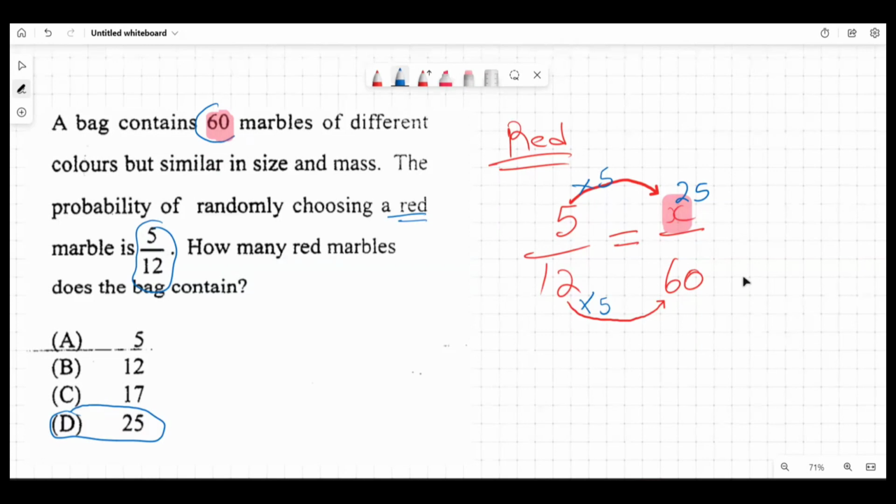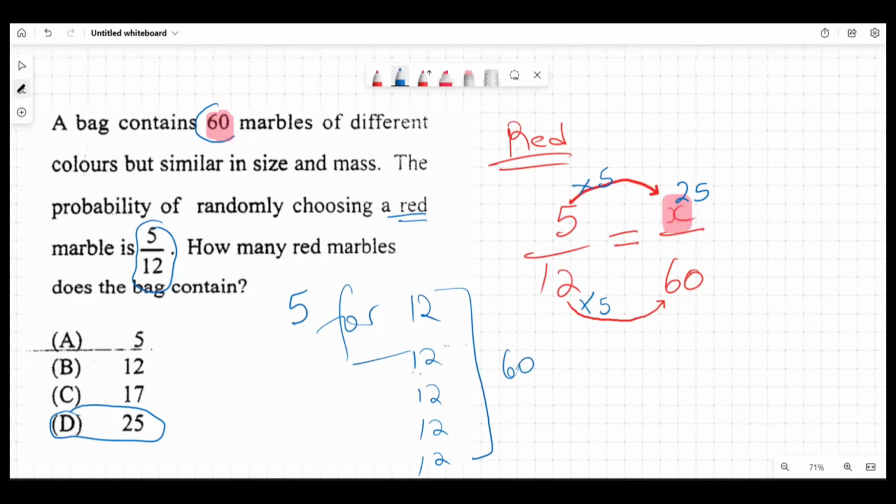Or, if you don't know that, you could do this. You could say, all right, I have 5 for every 12. For every 12, there's 5. You want to know when your 12 would reach 60. So you say plus 12, plus 12, plus 12, plus 12, and then you know that this is 60. For every 12, there was a 5, another 5, another 5. And you realize that 5 times 5 would give 25.